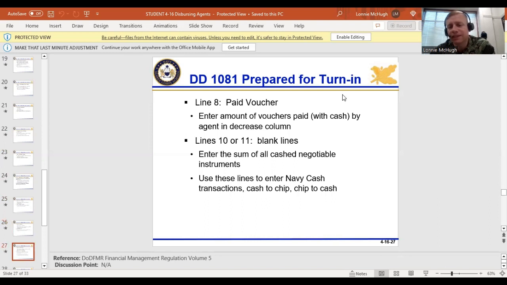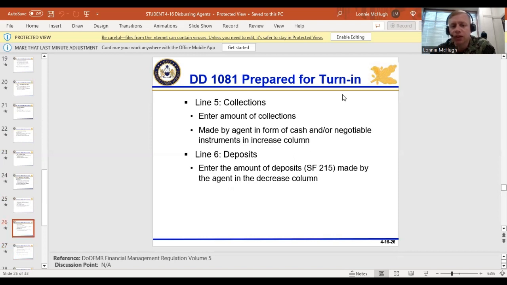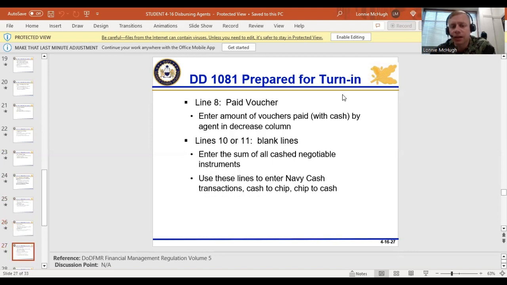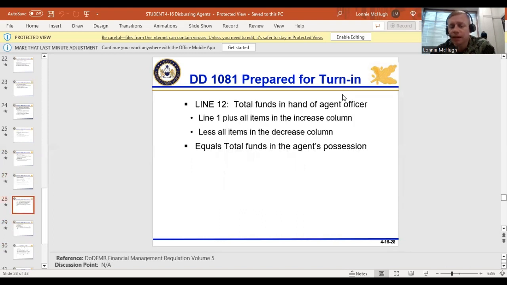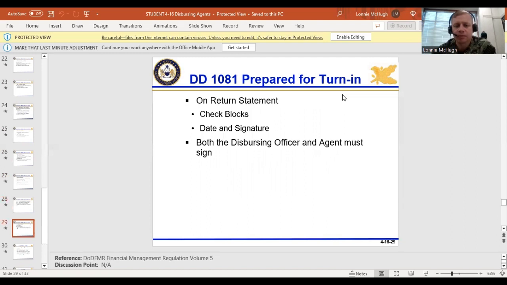Vouchers paid. So that's if it's like a deputy disbursing officer. They'll have some paid vouchers, collections, deposits. And then line 12 is their sum up of that form. All right, whenever they're turning it in, you, the disbursing officer, and the agent will sign the 1081. So that's both for issuing and turn in.